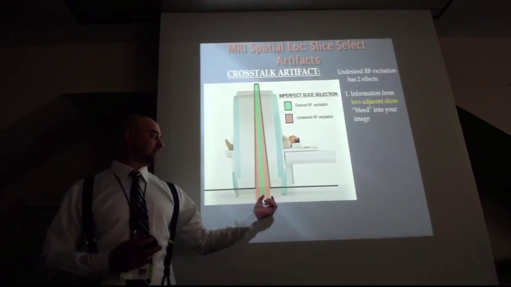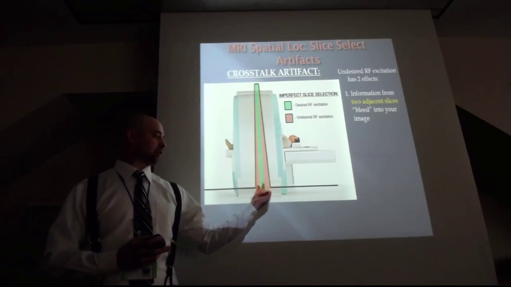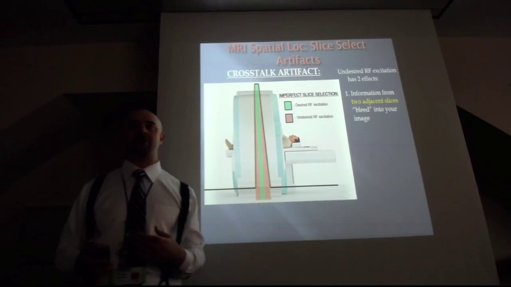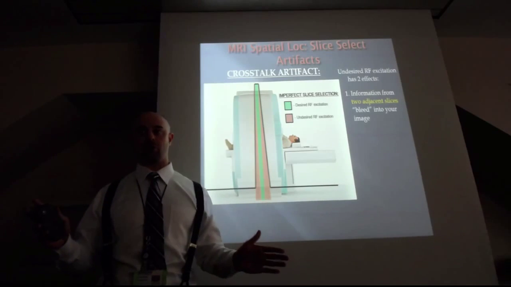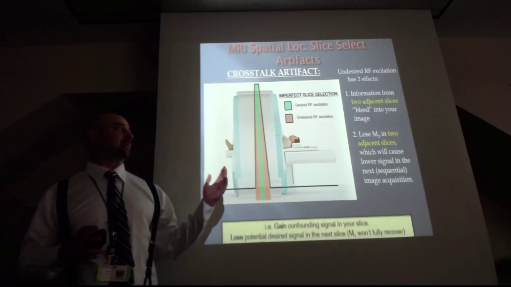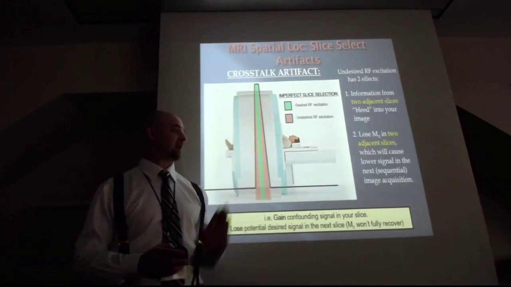One is that we listen to everything at once. So when you image this quote-unquote green slice, you're also getting the information from the red on either side. That means that information from tissue above and below what you're actually looking at is going to bleed into your image.